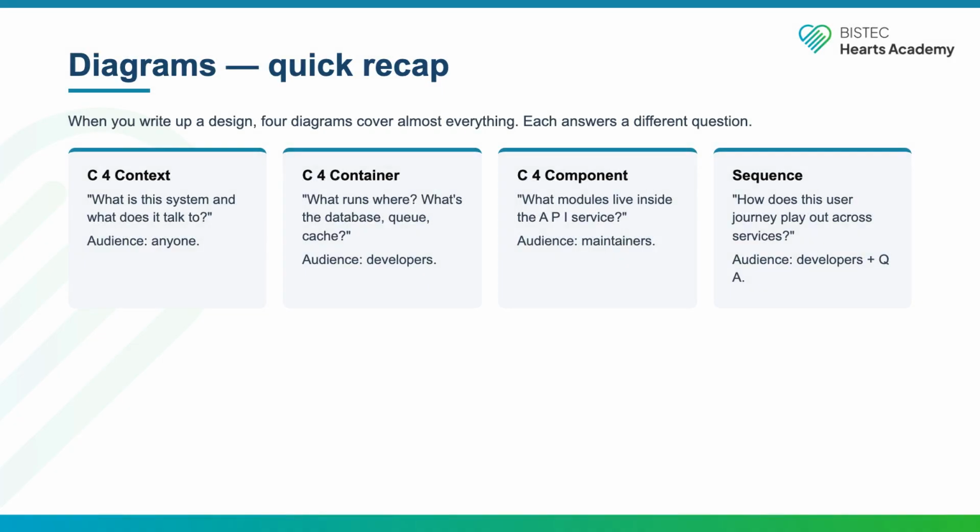When you write up a design, 4 diagrams cover almost everything. Each answers a different question. C4 context: what is this system and what does it talk to? Audience: anyone. C4 container: what runs where, what's the database, what's the queue? Audience: developers. C4 component: what modules live inside the API service? Audience: maintainers. Sequence: how does this user journey play out across services? Audience: developers and QA. You do not always need all 4. Pick what your reader actually needs.